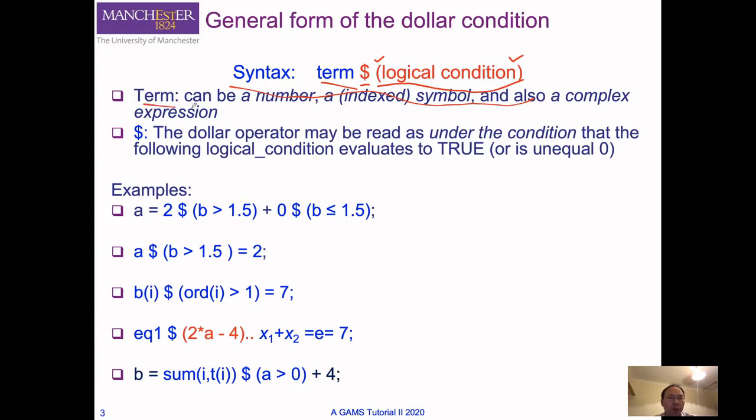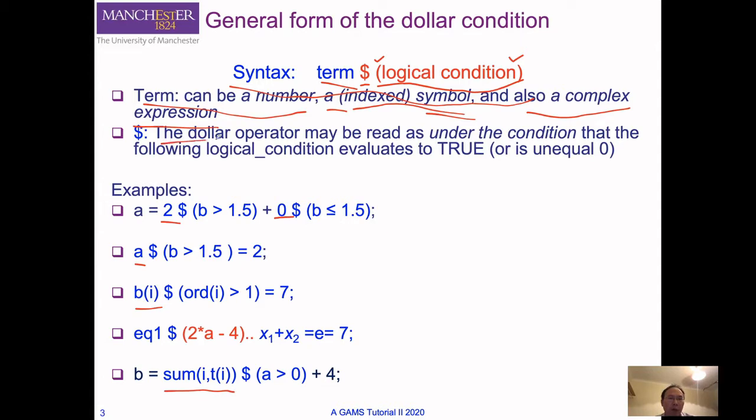The term can be a number like 2, like 0 in this example. The term can also be a symbol like A in this example. The term can also be an index symbol like BI in this example. The term can also be a complex expression like the summation expression in this example.